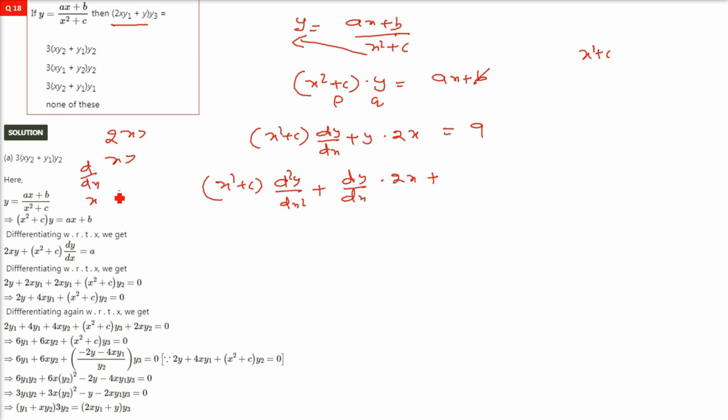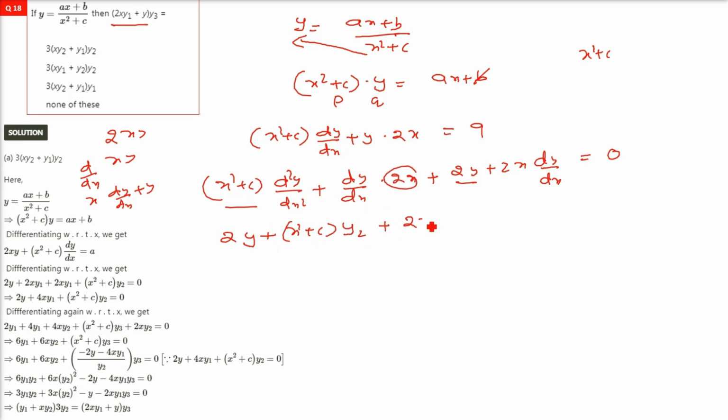Differentiation of x into y, this dy by dx plus y, d by dx of x is 1. So we have x into y1 plus y. So just multiply with 2. You have 2y plus 2x dy by dx. So 2y x square plus c d2y by dx2 can be written as y2 plus 2x dy by dx can be written as y1. Then we have 2y we have already written on the first term, and we have 2x dy by dx.